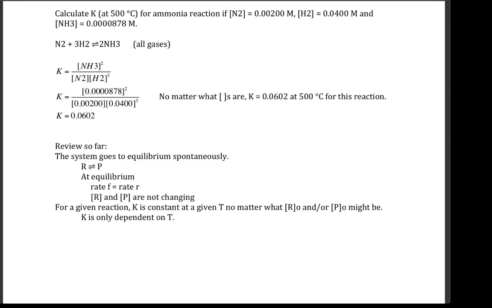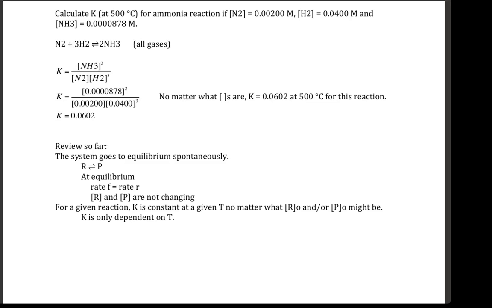Notice that K, the equilibrium constant, is a constant, only dependent on the temperature. So as long as we're working at 500 degrees Celsius with this reaction, we are going to have K equals 0.0602. Even if we had a different set of equilibrium concentrations for those reactants and products, we would still have at 500 degrees Celsius for that reaction, K come out to be, at least within experimental error, 0.0602.